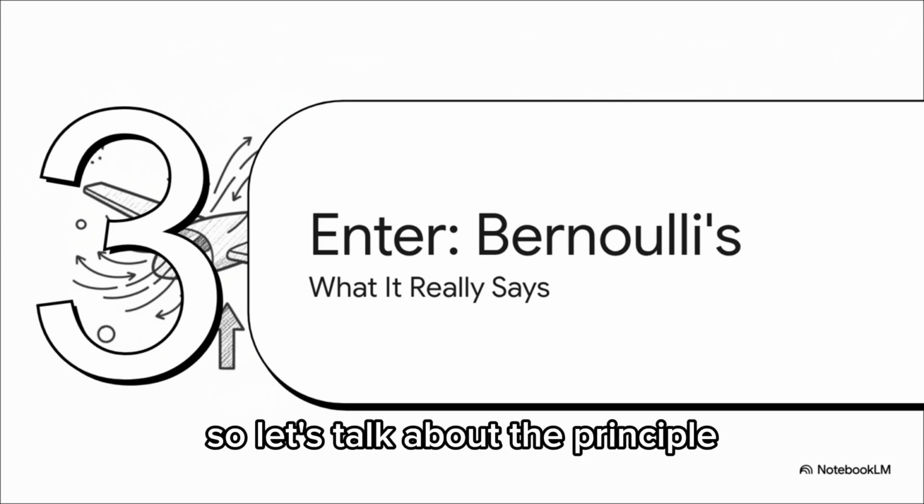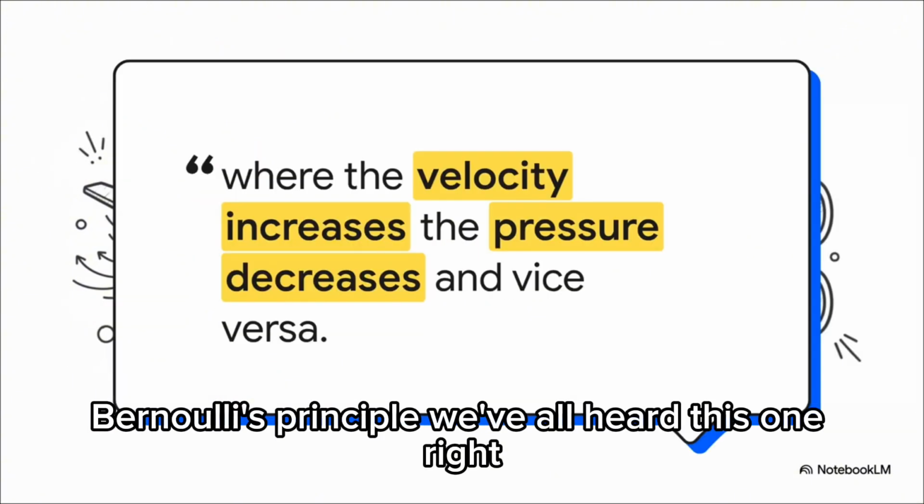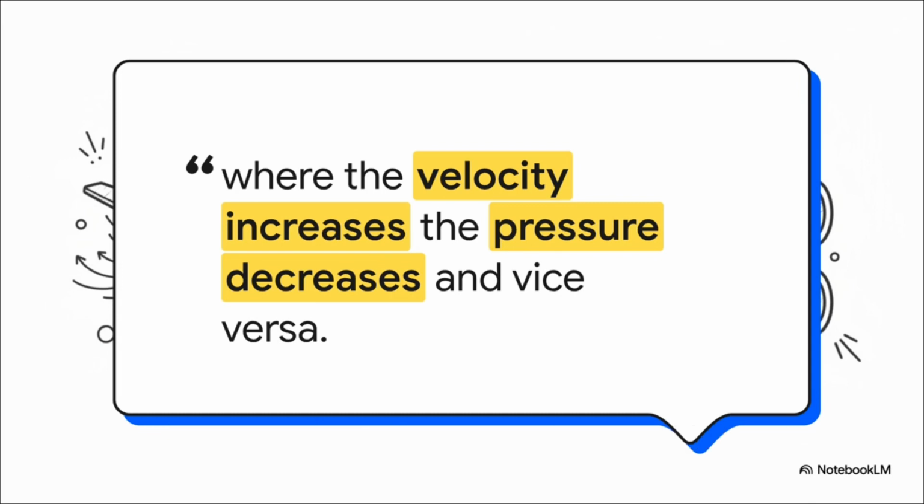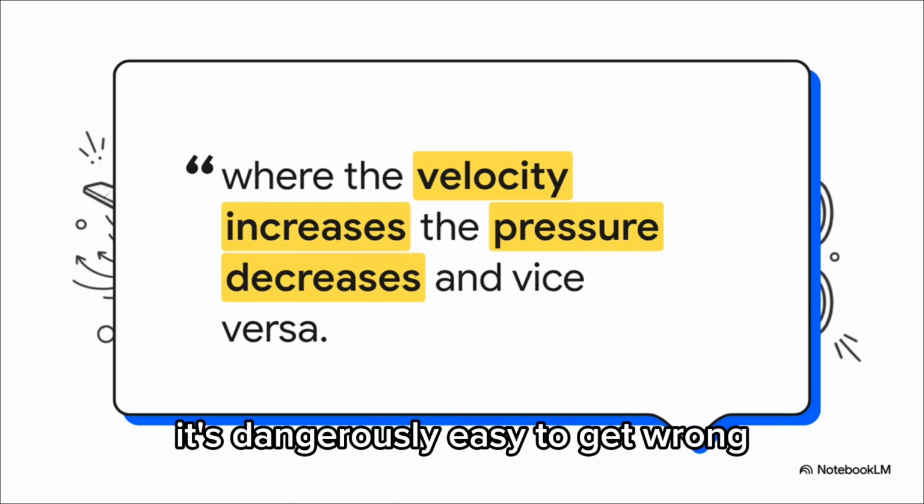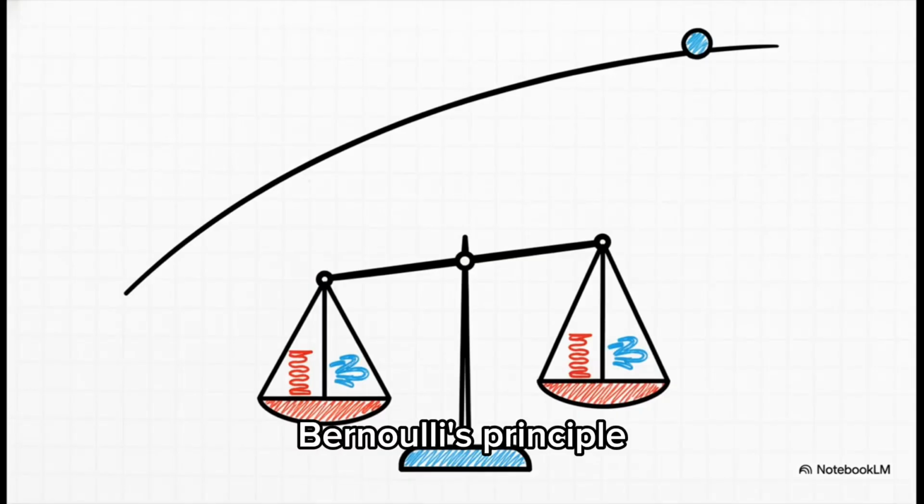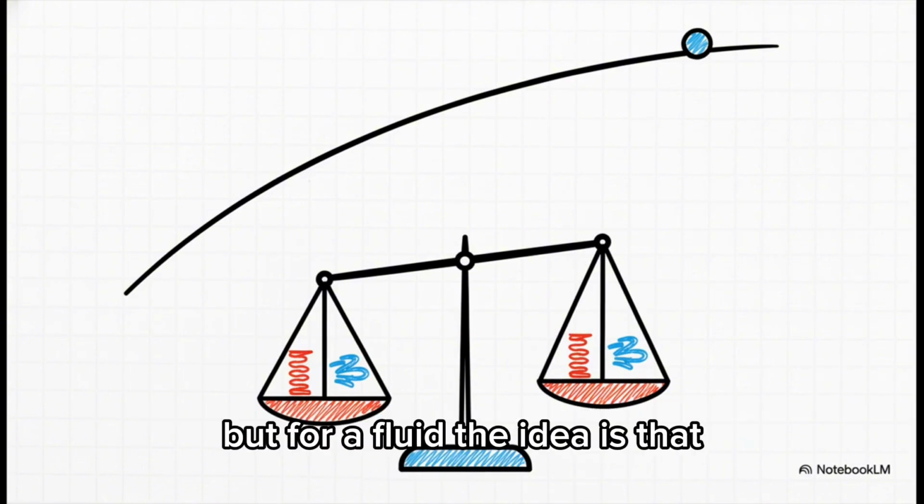So let's talk about the principle that's at the very heart of all this confusion, Bernoulli's principle. We've all heard this one, right? Fast-moving air means low pressure. It's catchy, it's simple, and as we're about to find out, it's dangerously easy to get wrong. So what's really going on? Bernoulli's principle is actually all about the conservation of energy, but for a fluid.